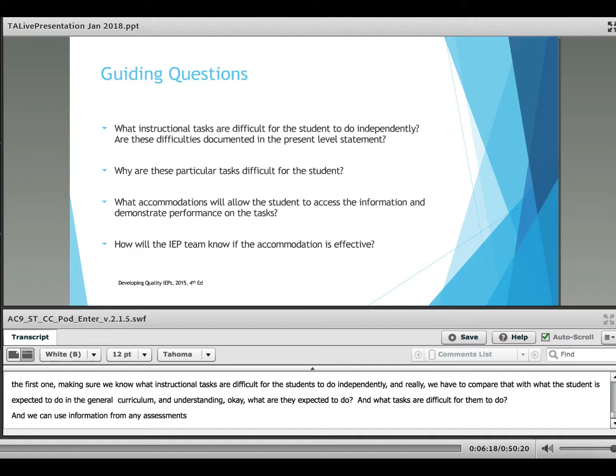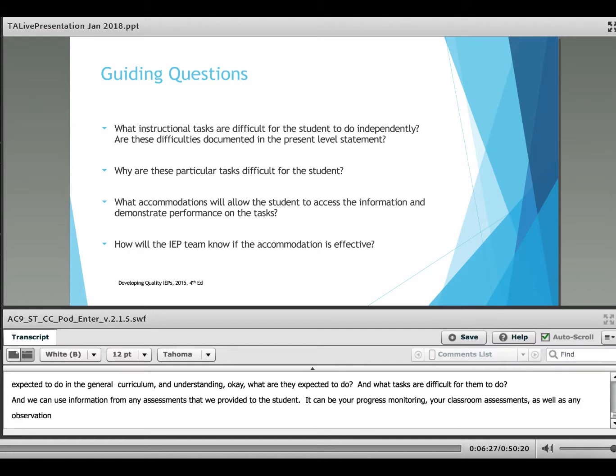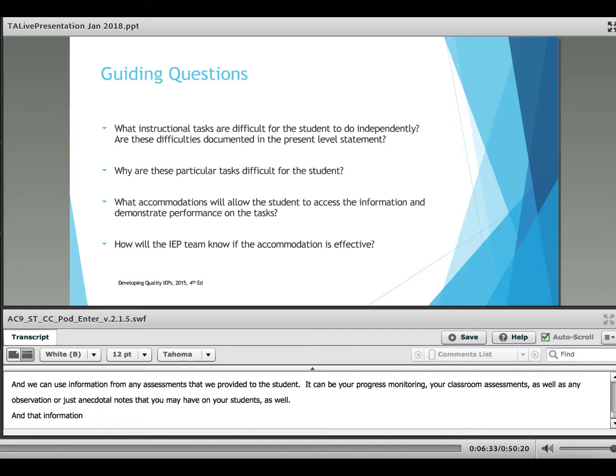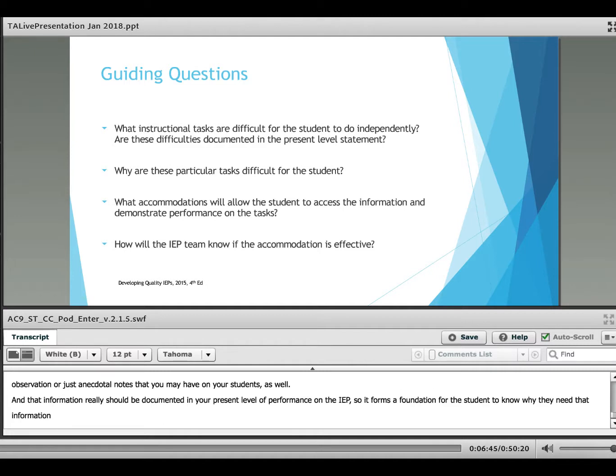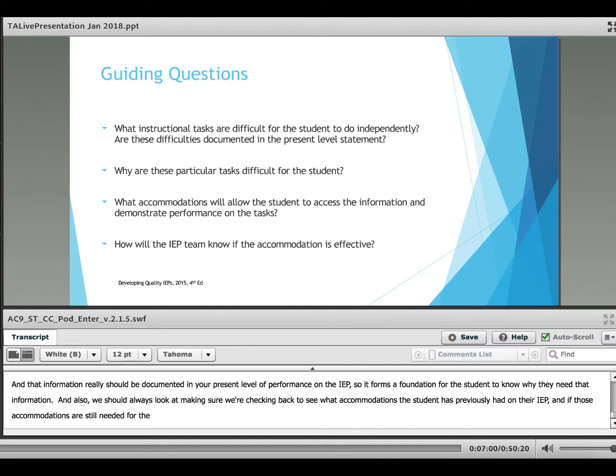And we can use information from any assessments that we provided to the student. It can be your progress monitoring, your classroom assessments, as well as any observation or just anecdotal notes that you may have on your students as well. And that information really should be documented in your present level of performance on the IEP. So it forms a foundation for the student to know why they need that information. And also, we should always look at making sure we're checking back to see what accommodations the student has previously had on their IEP and if those accommodations are still needed for the student.